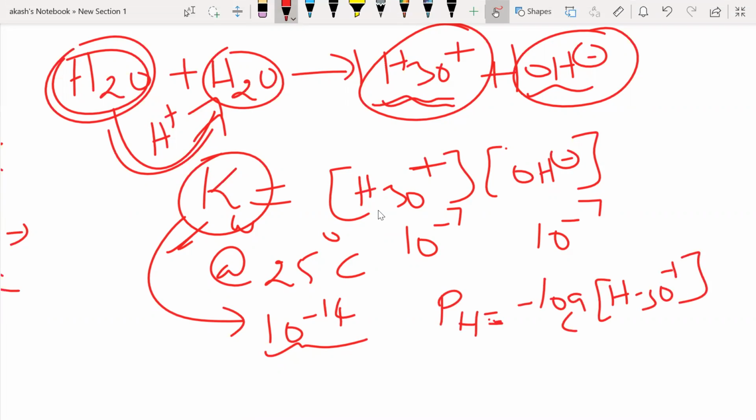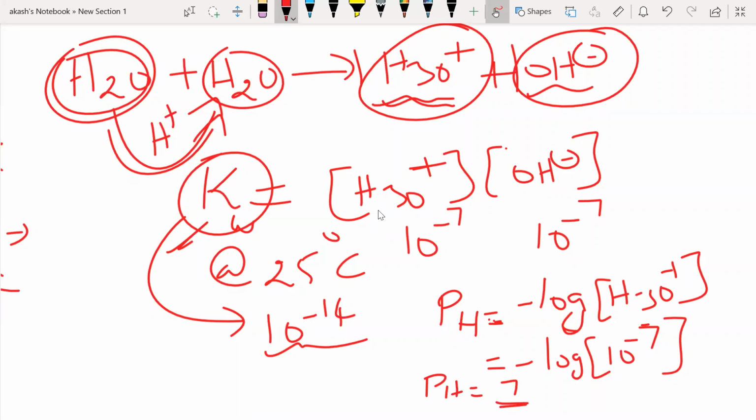Right, the negative log of H3O plus concentration. Now, if I take this particular case, it is basically going to be negative log of 10 to the power minus 7, right? Hope you know the log calculations, people. It is going to be 7. This is my reference point.